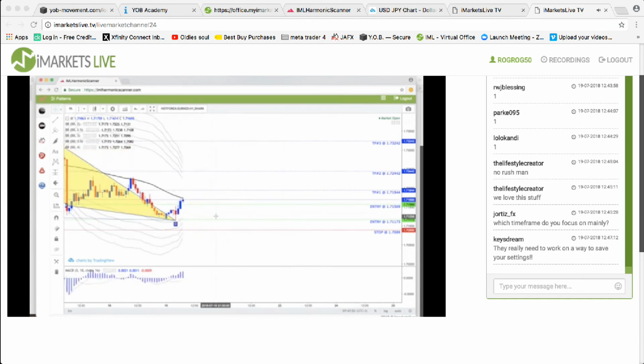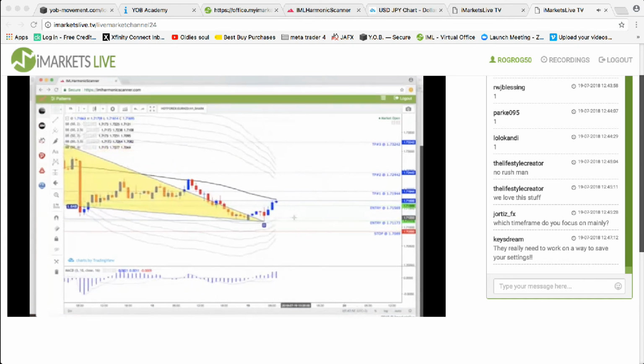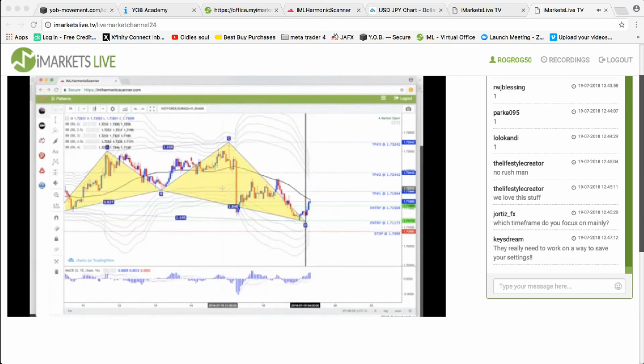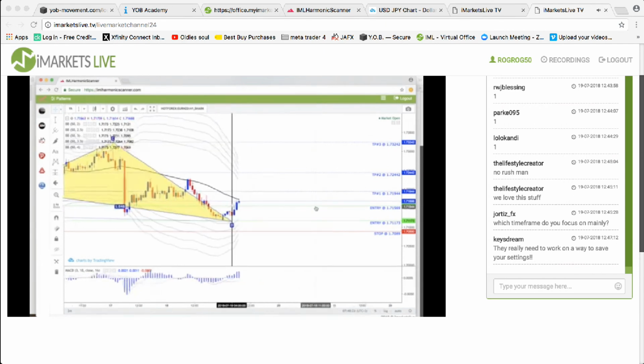So the first thing that I like to do is, you see how this D candle completed right over here, right? See how this D candle completed? Okay, let's put this vertical line. Boom, this D candle completed. Okay, so now what I'm looking for is the first opening candle. I'm looking for this candle to close, and this is the reason why I like big harmonic patterns. I don't like the little harmonic patterns, because you don't have enough time to get into the trade.